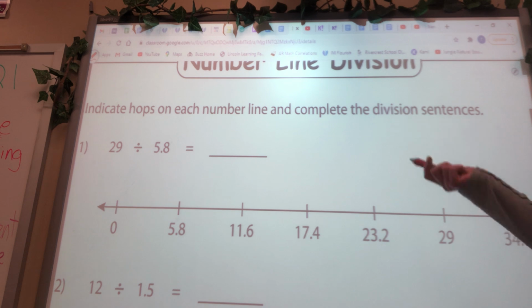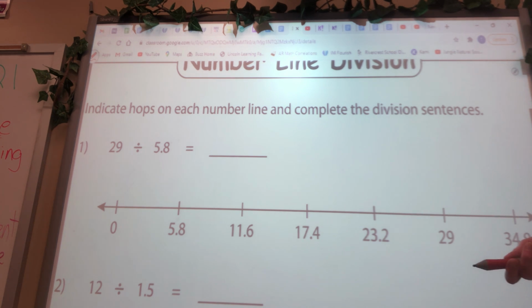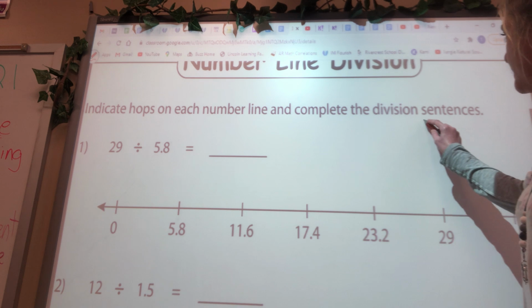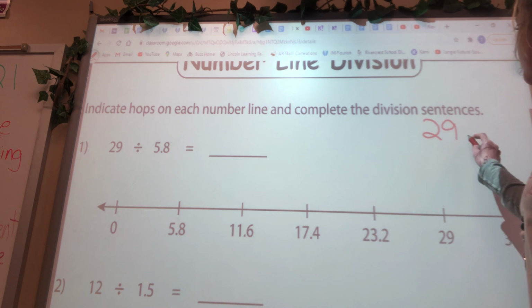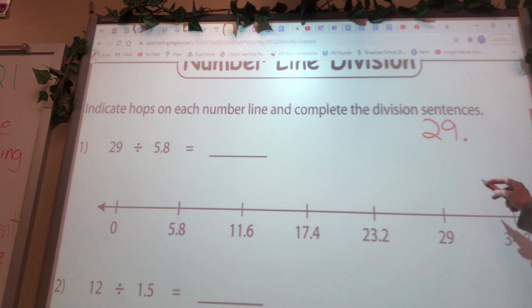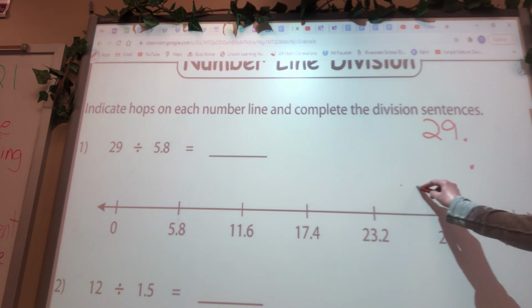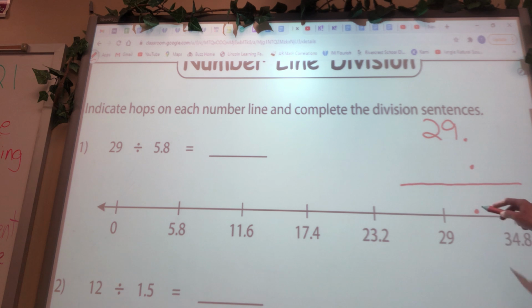So on the first one, it has 29 divided by 5.8. Well, if I use repeated subtraction, I would want to make sure I put my decimal points, because if we're going to be subtracting, we know we need our decimal points lined up. So I had 29 whole ones divided by 5.8. So the 5.8 becomes what I'm going to keep repeatedly subtracting. So I can't do this, so I need to put a 0. Now you notice it doesn't change the value of the number. The number is still 29.